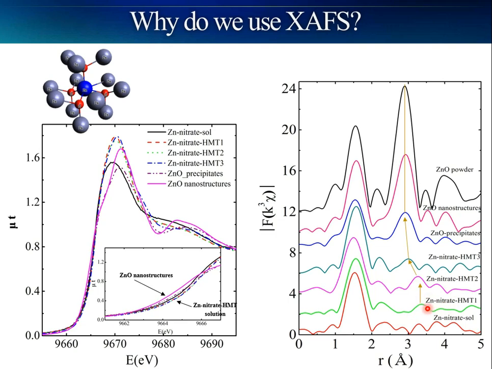Alright? The second peak in zinc oxide reveals whether it is crystallized or not, because zinc atoms and oxygen atoms are connected as threads in the zinc oxide structure. So, Fourier transformed XAFS can definitely address the zinc oxide formation. Alright?